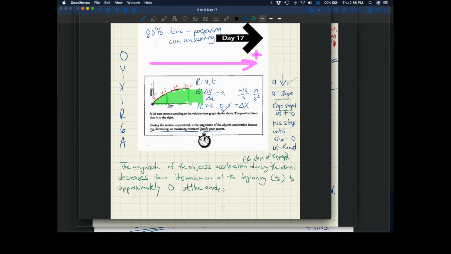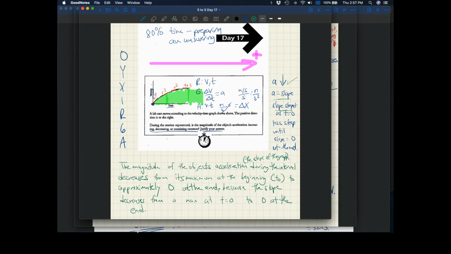And we could say that because the slope decreases from a max at t equals 0 to 0 at the end.